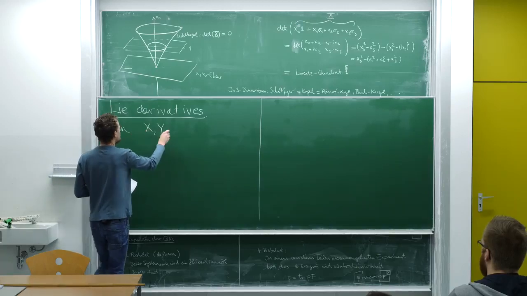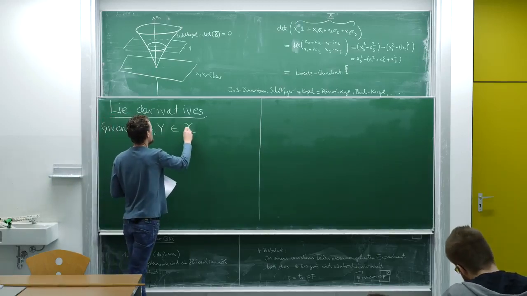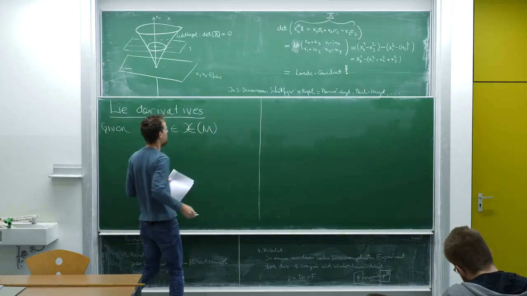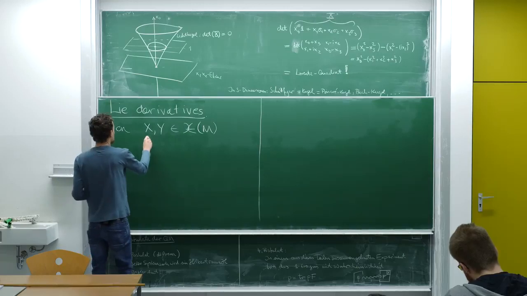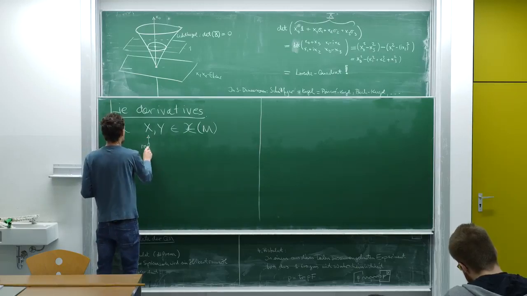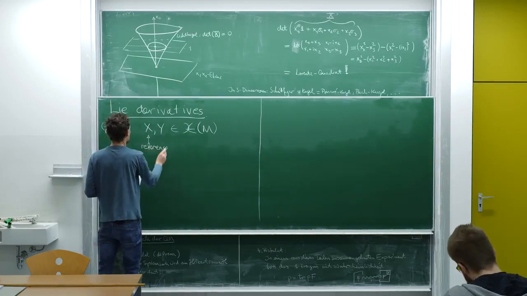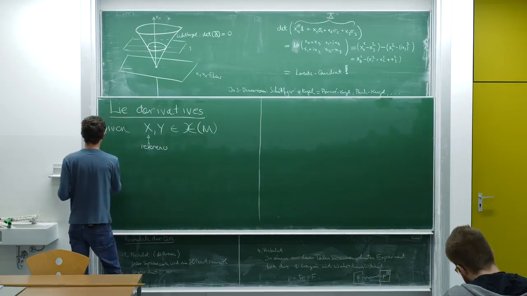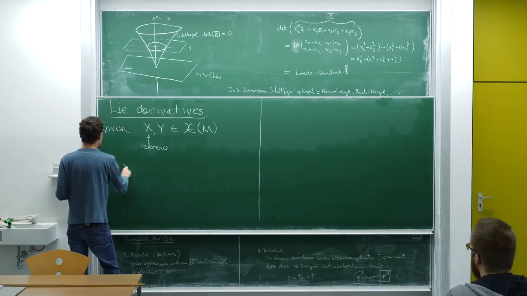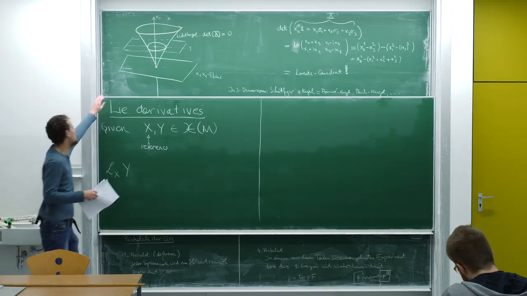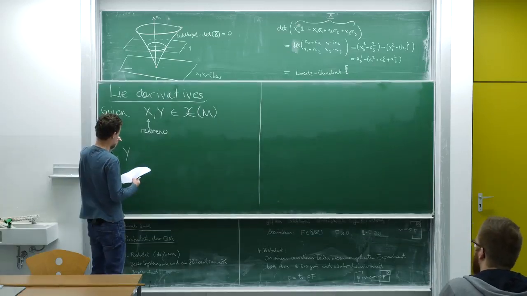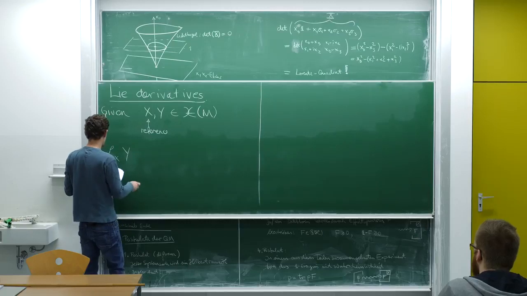Given two vector fields, X and Y, on some manifold M, X being the reference vector field, we can define the Lie derivative of Y with respect to X according to the following formula.